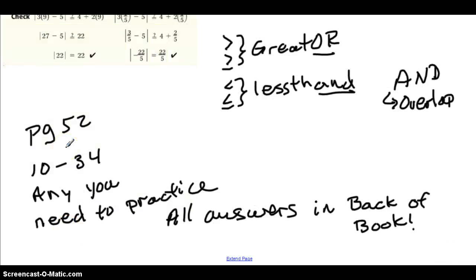If you want to give yourself a little bit of extra practice, which obviously sounds like a good idea, try page 52 in your book, and 10 through 34 are excellent practice problems for your test. Any of these you need to practice. If you want to practice them all, that's fine. If you want to practice just the ones you need to, that's fine. But all the answers are in the back of the book. Good luck on your test on Tuesday, and I look forward to seeing you in class.